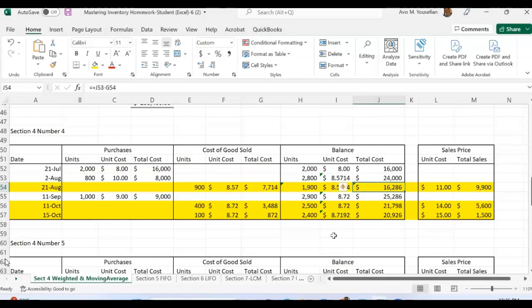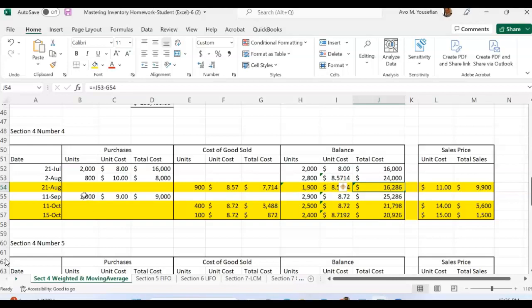Okay, and that's $16,286. You can also technically calculate that by saying that was available, less cost of goods sold, that is left. And that is 1,900 times the average cost. Same number. Then you go to September.